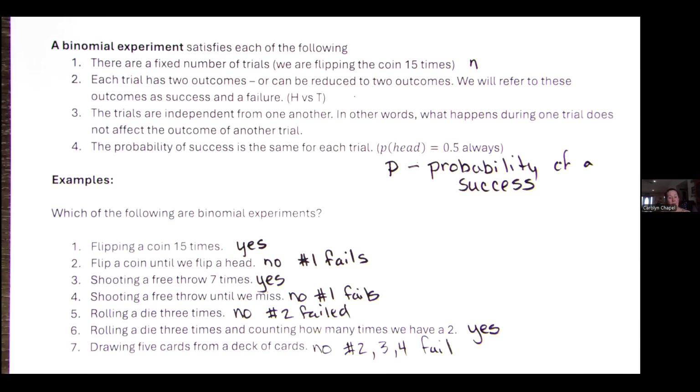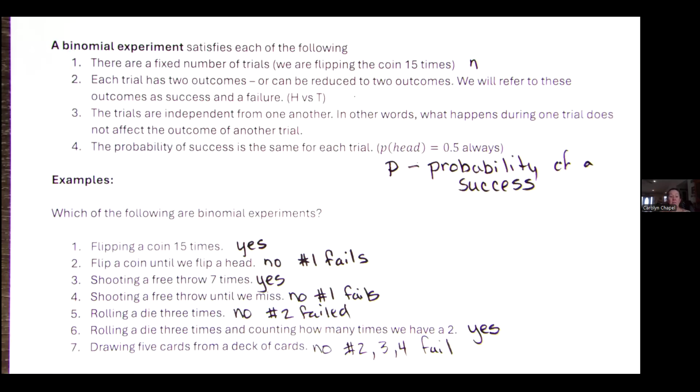Rolling a die 3 times is not a binomial. It does have a fixed number of trials, only 3 times that we're doing it. However, we don't have 2 outcomes. We have 6 outcomes. So number 2 fails. Number 3 and number 4 both still work. We get the probability of whatever our success is, the 1/6. The probability of getting a 1 is 1/6 all the time. That never changes. And what happens on my first roll doesn't affect what happens on my third roll.